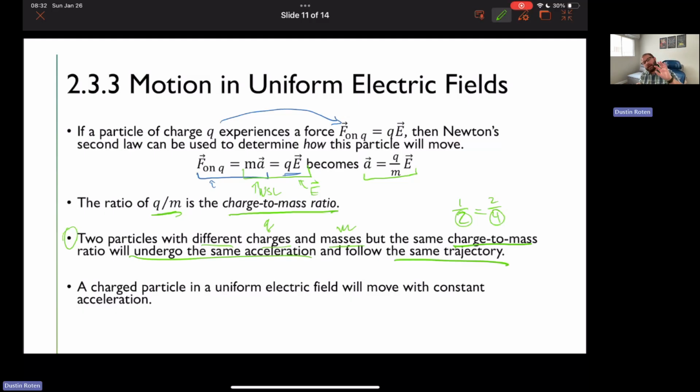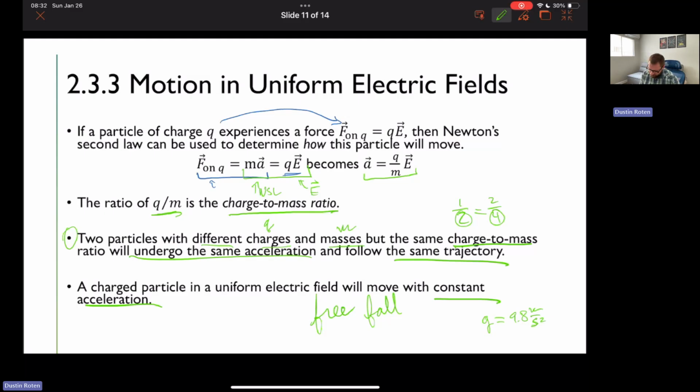All right. And in situations where you have a nice uniform electric field, a particle is going to move with constant acceleration. Now ask yourself, where have we seen constant acceleration before? And the answer is free fall. When you're really close to the Earth, gravity we pretty much just say is 9.8 meters per second squared. Well, that's constant. That's kind of a uniform gravitational field, right?